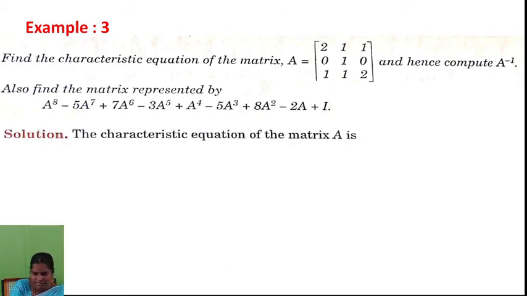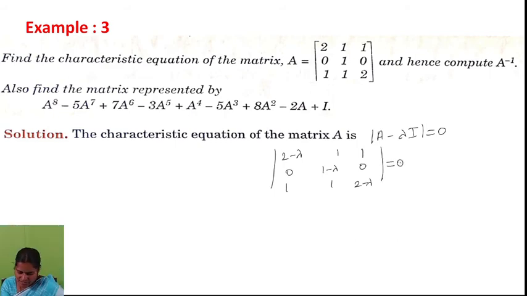So what is the characteristic equation of the matrix A? Determinant of A minus lambda I equal to 0. So the determinant of A minus lambda I is 2 minus lambda, 1, 1; 0, 1 minus lambda, 0; 1, 1, 2 minus lambda, equal to 0. Simplify this determinant, what do we get? 2 minus lambda into 1 minus lambda into 2 minus lambda.